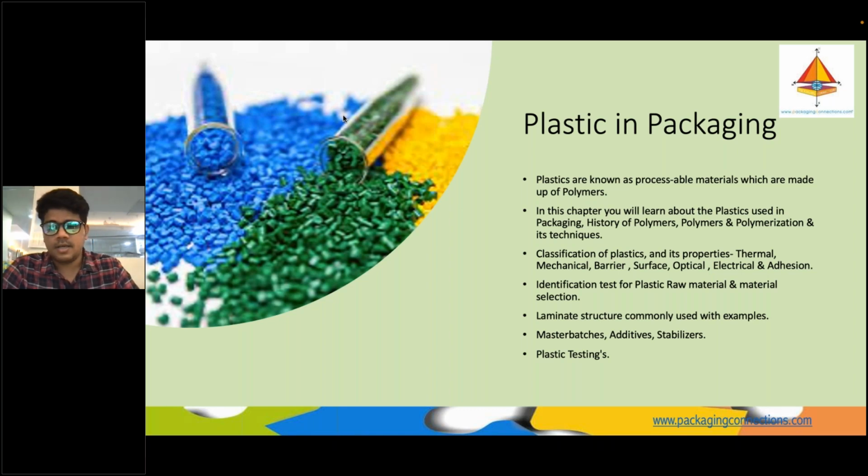So in this chapter you will learn about the plastics used in packaging, the history of the polymer, and the techniques of how the polymer is made, and its different processes, and the classification of plastics and their properties, like thermal and mechanical, barrier, surface, and optical. We will discuss that thoroughly, to differentiate one plastic from another.